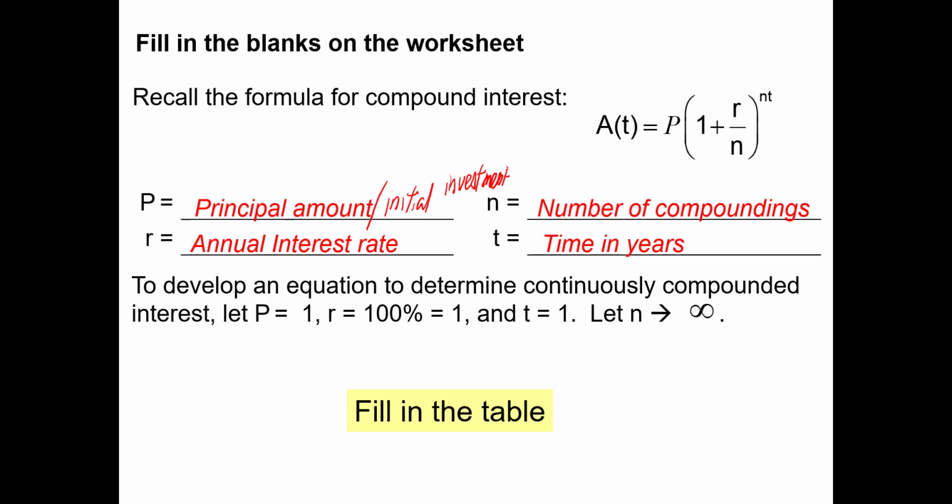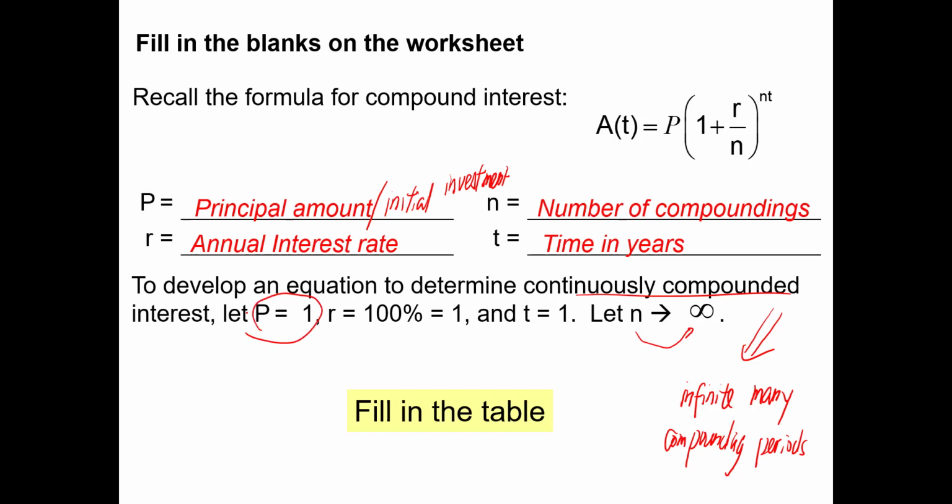Now, we try to develop the equation determining continuous compounding. So continuous compounding indicates we have infinitely many compounding periods. Okay. So now let's assume principal equal to $1 or 1 unit, rate is 100%, and then time t equal to 1, in 1 year.